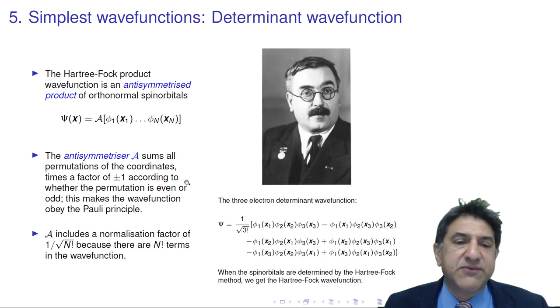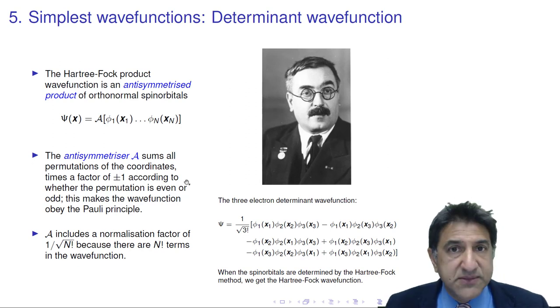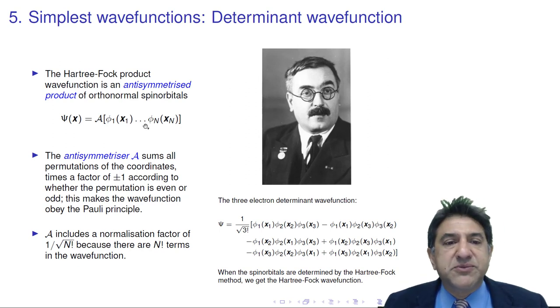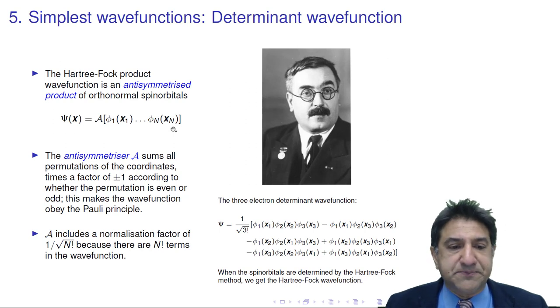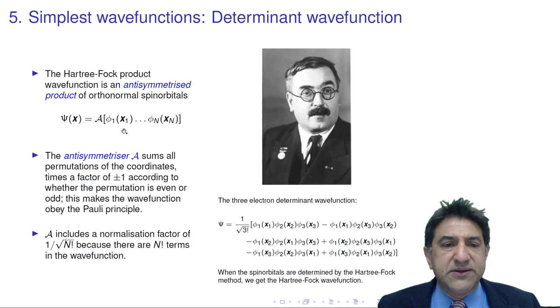So if we do one swap, we have a minus sign. Two swaps means an even sign. Three swaps, an odd sign. If we add all of the possible permutations together like that, we get, by construction, a wave function that obeys the Pauli principle. It's anti-symmetric. So that's what this anti-symmetrizer does, and it also includes a normalization factor, 1 on the square root of n factorial, because there are n factorial terms in the wave function. There are n factorial possible swaps you can do. Okay, let's look and see what that looks like for a 3-electron product wave function.